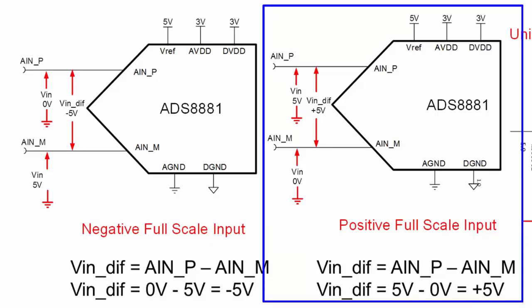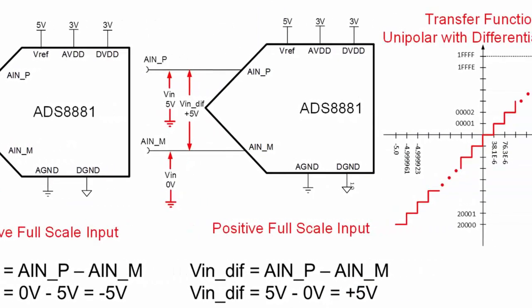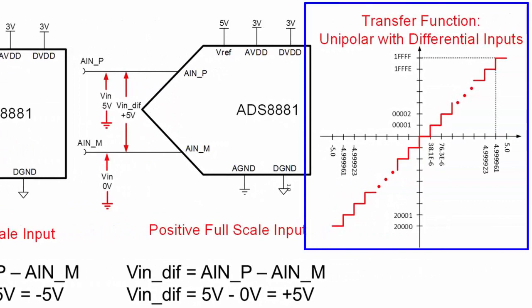On the right-hand side, you can see how applying a 5-volt signal to ANP and 0 volts to ANM generates a positive 5-volt differential input signal. Note that the total input range is from negative 5 volts to positive 5 volts. You can see the transfer function at the right has a plus or minus 5 volt range, but is still unipolar because the ADC does not allow negative inputs with respect to ground.